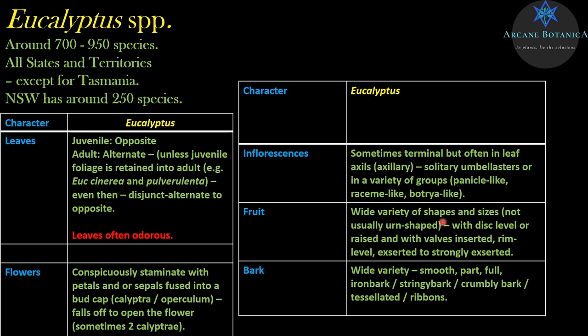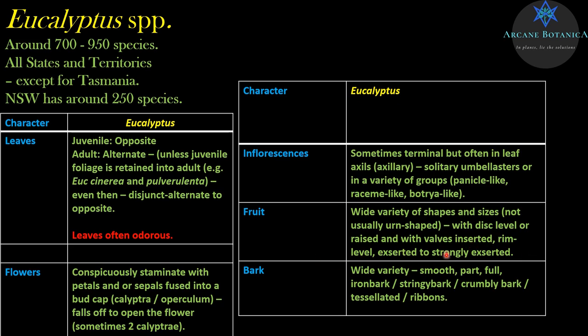Fruit, wide variety of shapes and sizes, not usually urn-shaped. I do know some eucalypts with urn-shaped, almost Corymbia-looking fruit, and I'm going to show one of those probably in the next video. With the disc level or raised and with valves inserted, rim level, or they might say enclosed or inserted, rim level, exserted to strongly exserted. So we're getting the whole thing here. Remember in Corymbia, the disc is well and truly sunk in the fruit, and the valves are, because of that, really inserted as well, or enclosed.